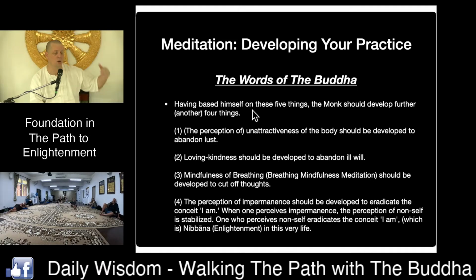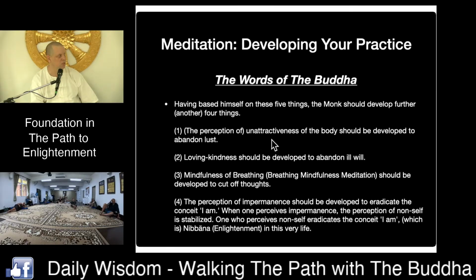Before this, he was talking to his ordained practitioners about 5 things that they would be wise to develop in their life in order to make their way to enlightenment. And he says, having based himself on these 5 things, meaning the 5 things he was talking about before, the monk should develop further another 4 things. And this is where he introduces his 4 types of meditations.